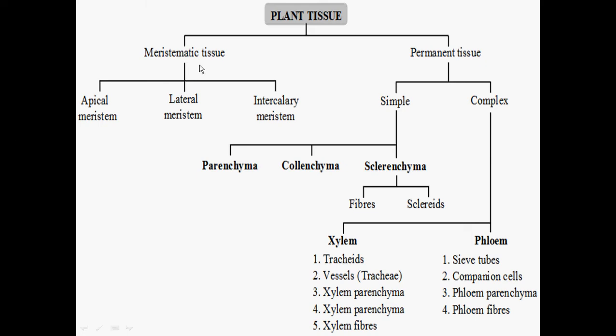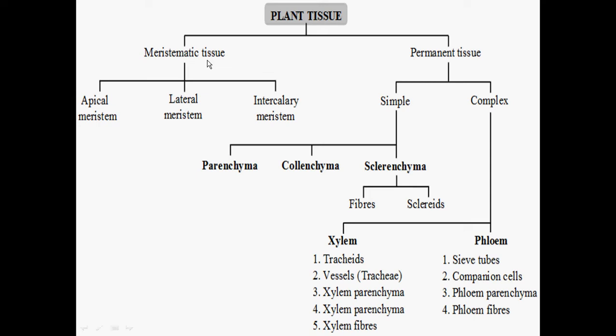The meristematic tissues are the dividing tissues and they are responsible for the growth of the plant. It might be the apex of the plant, it might be the girth of the plant, that means the thickness of the plant, or it might be the nodes or internodes of the plant or the leaf parts.